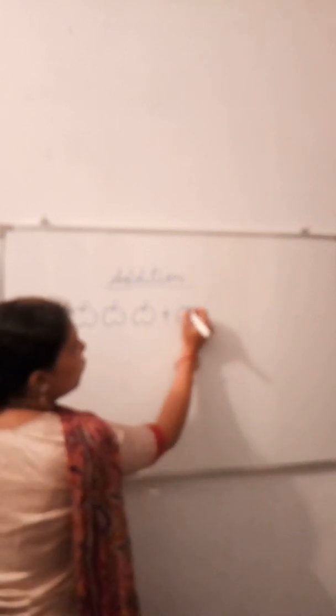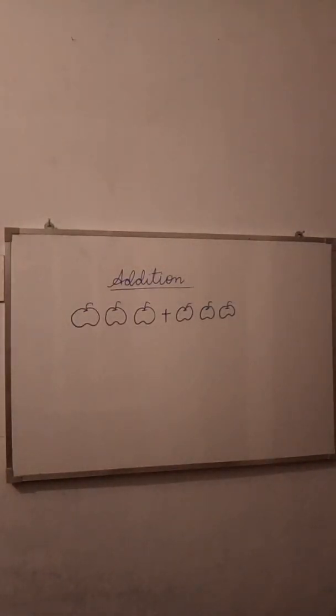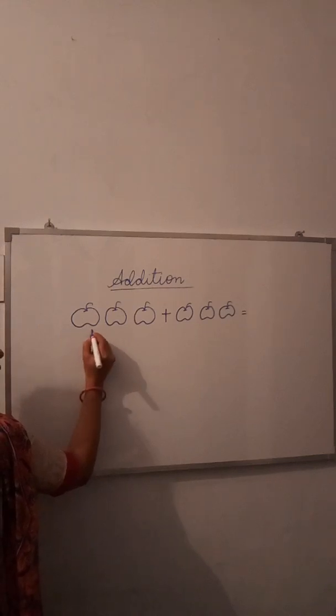Some more examples. If you want to see, then it is 1 apple, 2 apples, 3 apples. These are 3 apples. And if we have to add 3 more apples in the previous 3 apples, then how many will be here?